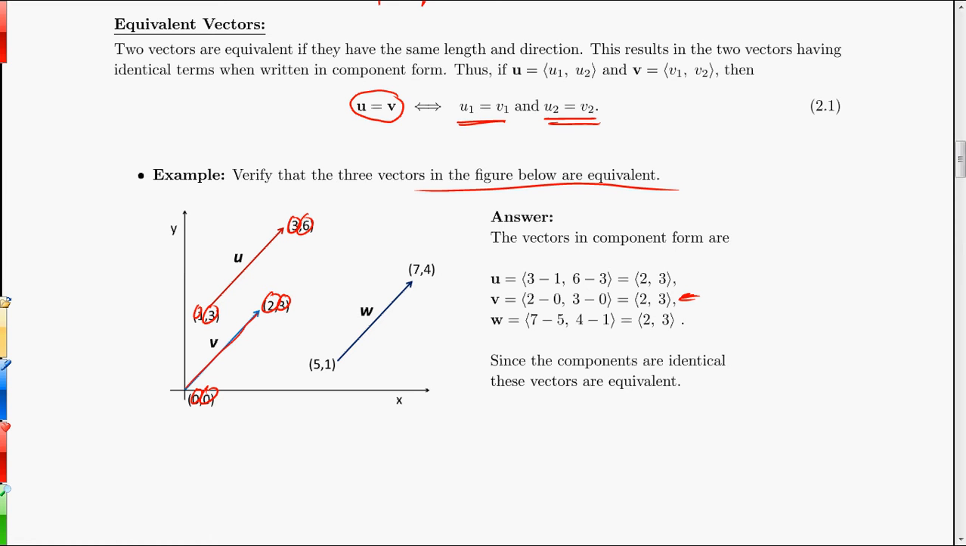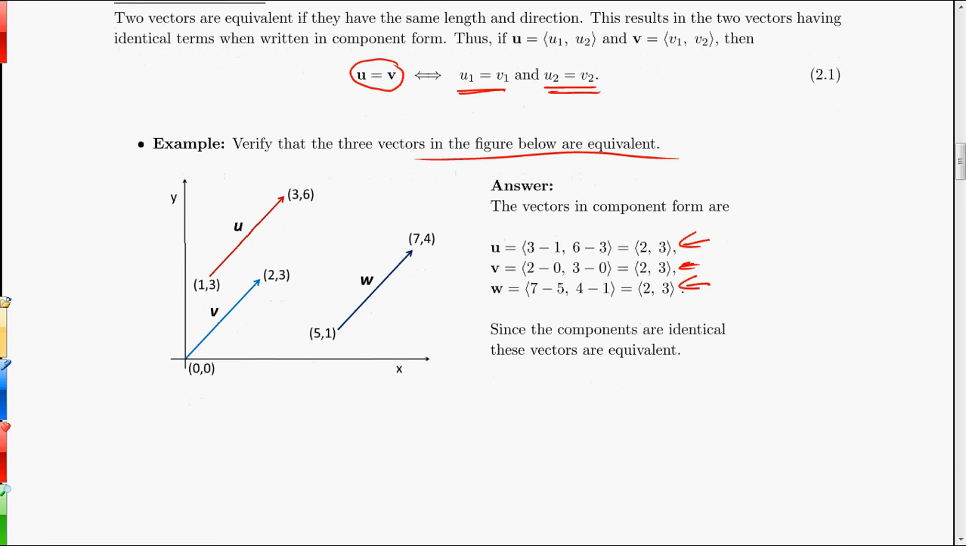The component form of w is just 7 minus 5, comma, 4 minus 1, 2, 3. So all three of these vectors are equivalent. Right? They are the same vector. They're equivalent, representing directed line segments with different initial points, really.